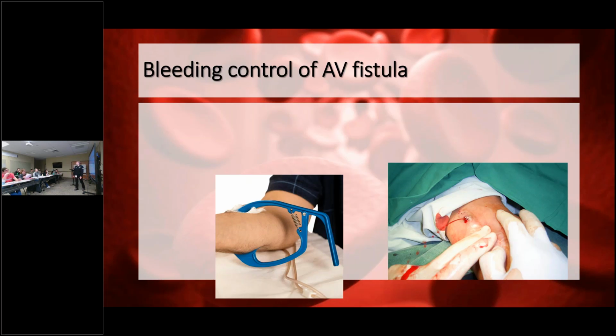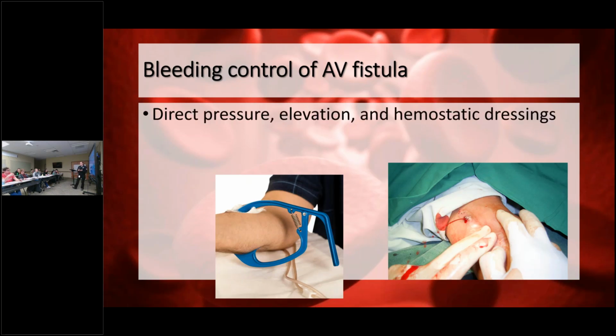What kind of shock do they go into? Hypovolemic. Good. So direct pressure, elevation, hemostatic dressings if you got them. What are hemostatic dressings? They're going to help stop the bleeding. And then if you can't get it to stop by those means, apply your tourniquet.